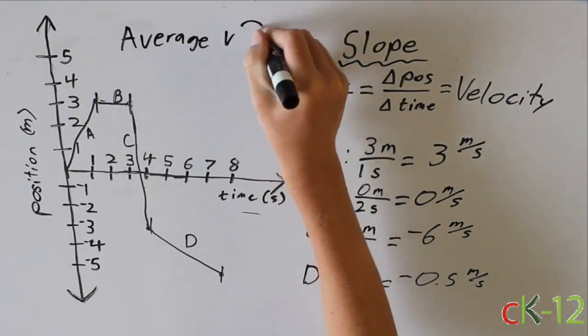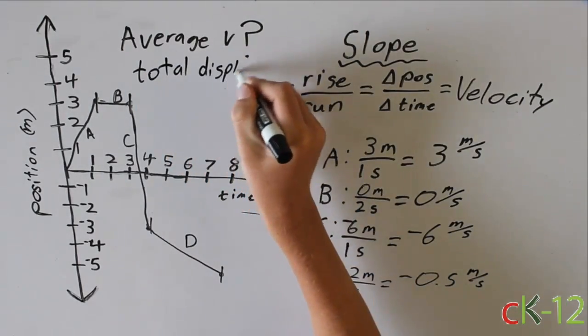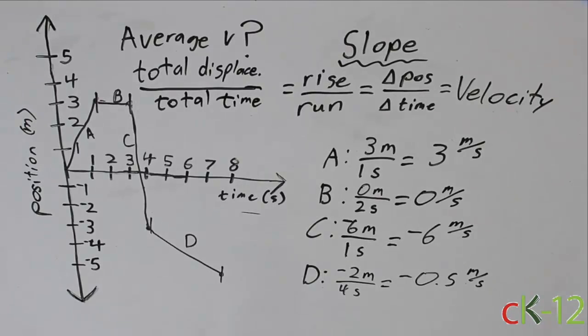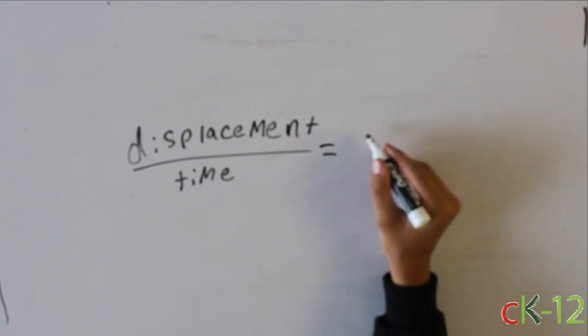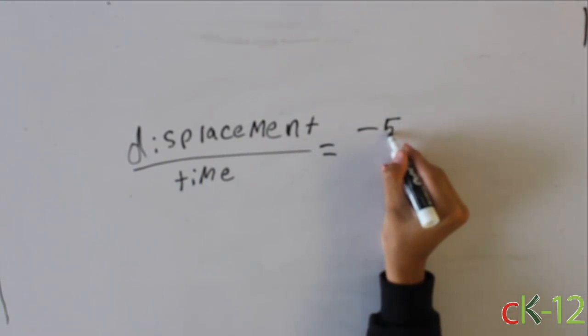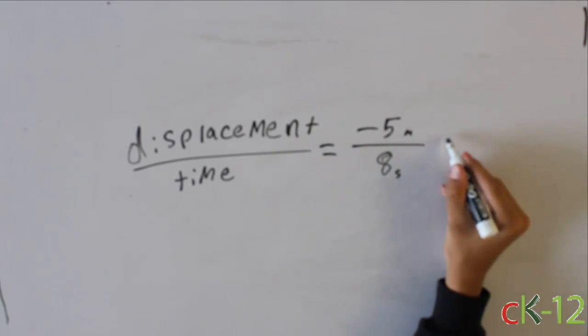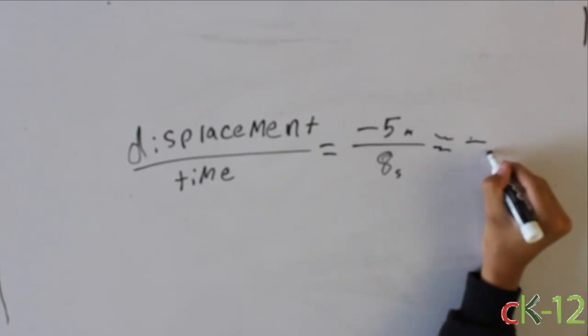So to calculate the average velocity, you just simply do the total displacement over the total time. What do you think the average velocity is? Pause the video and try it on your own, and then we will explain it next. Because the car ends up at -5 meters and started at 0 meters, its displacement is -5 meters, and it took 8 seconds in total, so on average it went about -0.63 meters per second.